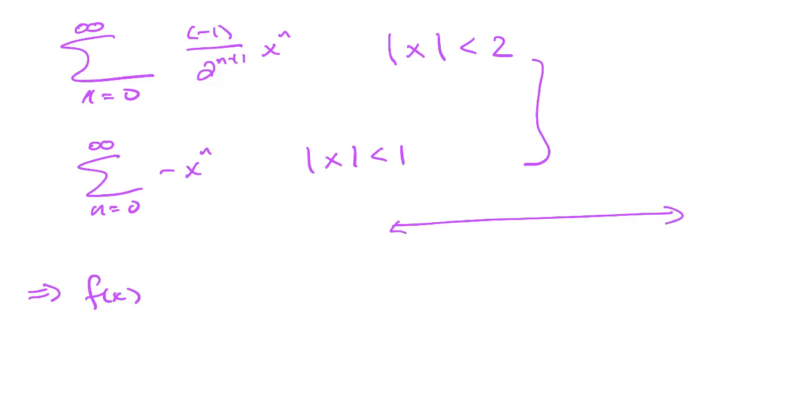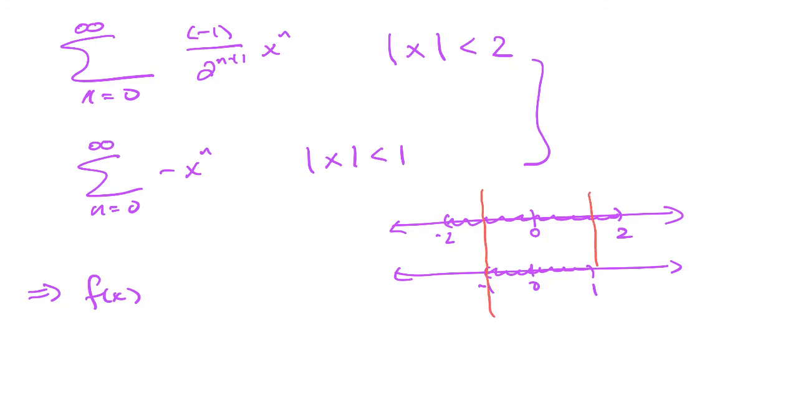So if I look at the interval for the first one and the interval for the second one, I have 0 here. I can go out to 2. I can go out to -2. I can go out to -1. And I can go out to 1. Well, in the first series, I have everything in between -2 and 2. For the second one, I have everything in between -1 and 1. And so where do those overlap? They're going to overlap right here.